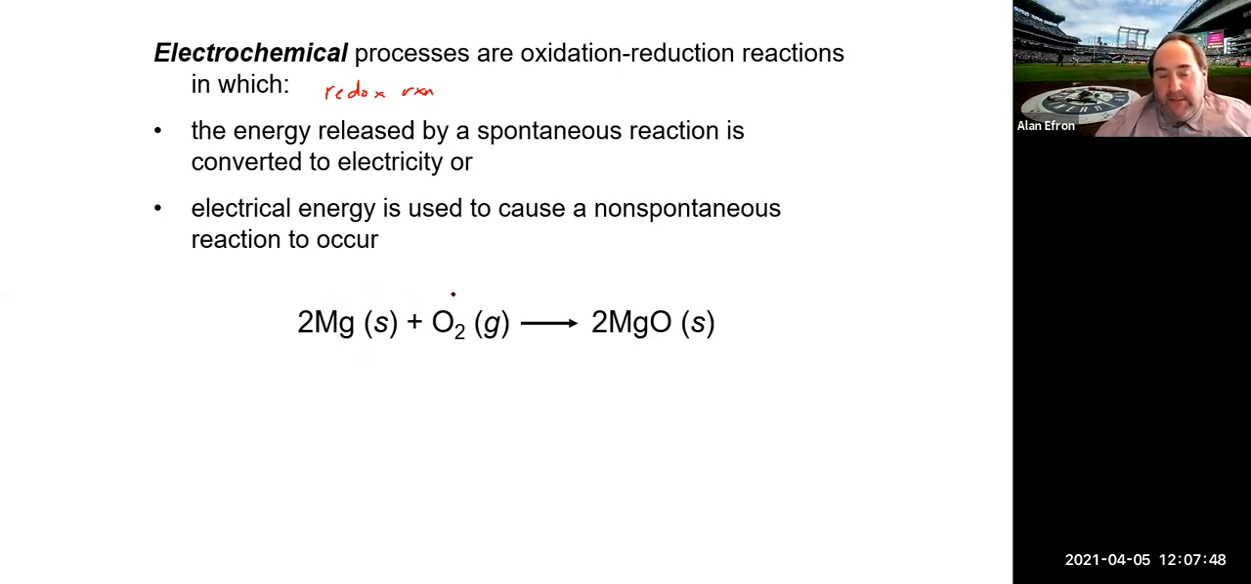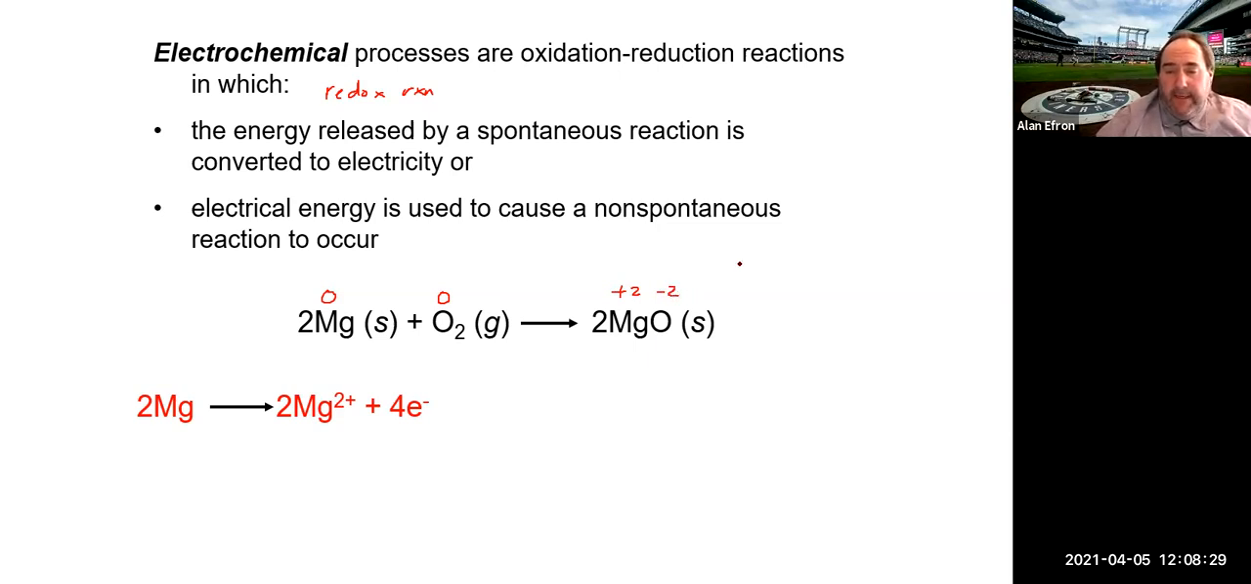Now, when we look at a reaction like this, this is a combination reaction, a synthesis reaction. This is really a redox reaction. If we look at the oxidation number, when we look at magnesium all by itself, not combined with anything, it has an oxidation state of 0. Oxygen all by itself also has an oxidation state of 0. Magnesium and oxygen only gain charges when they actually come together. At that point, the magnesium has a +2 charge and the oxygen has a -2 charge.